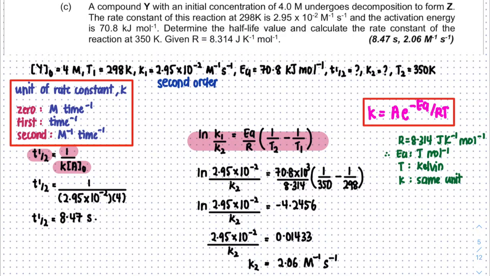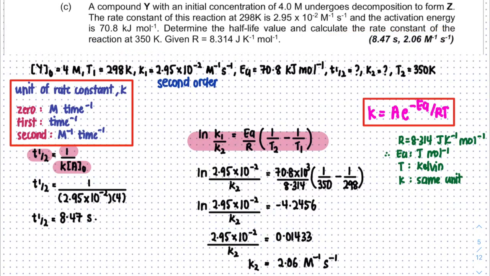Okay, so first we look at half-life. Again, half-life depends on whether it is zero, first or second order. Since here it is mentioned that k is per molar per second, we know that it is a second order reaction. So we just include the formula. Next, we find our half-life. Next is to calculate the rate constant of the reaction at 350 K.